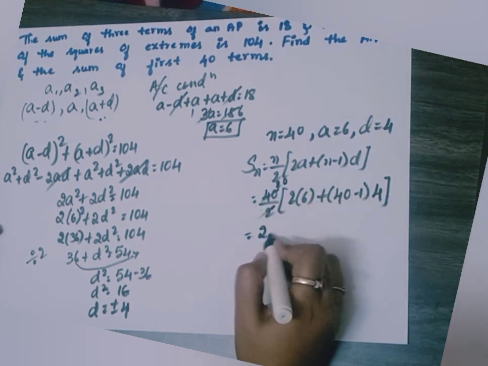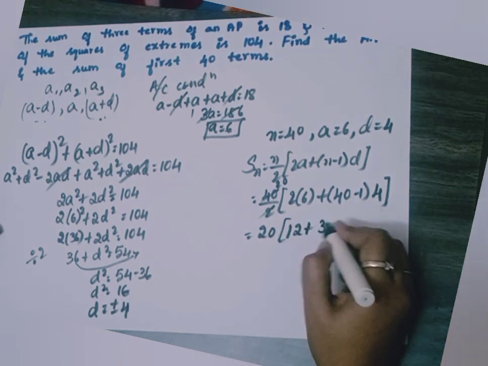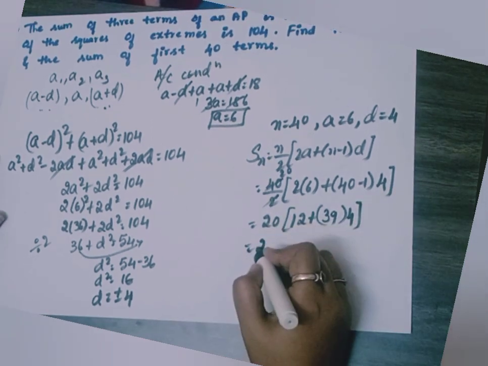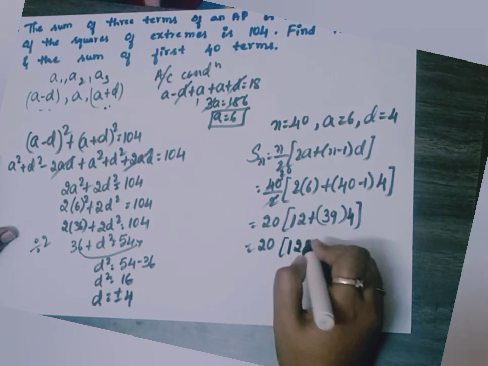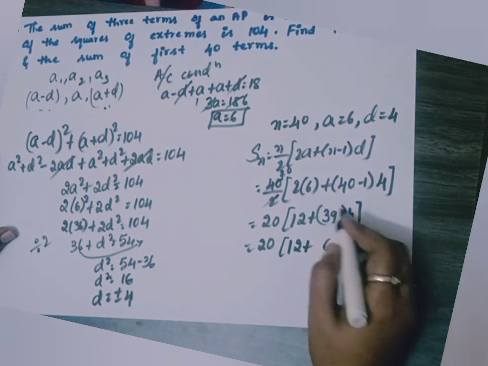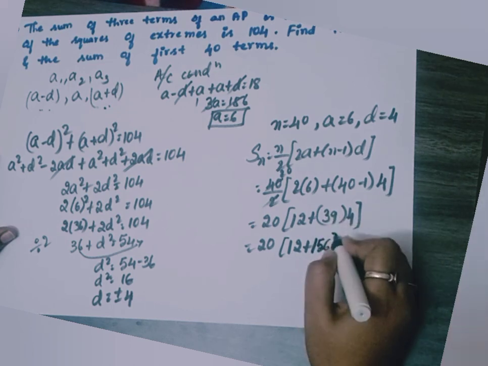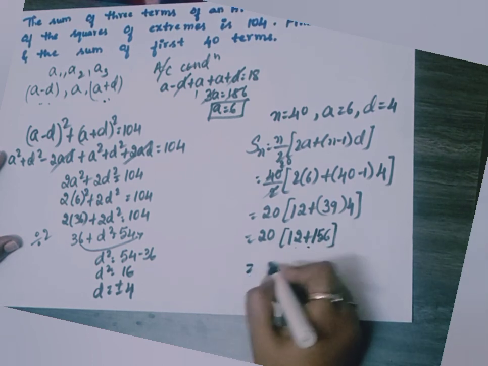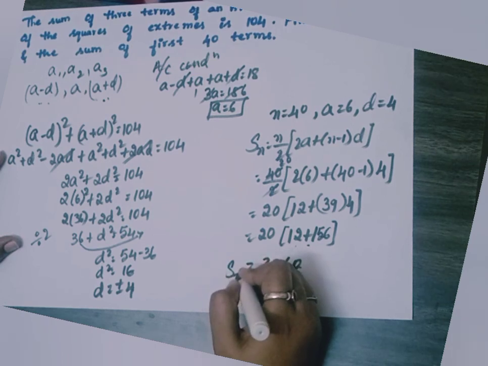So I'll get 20 into 12 plus 39 into 4. So I'll get 20 into 12 plus 156. So now we'll add and we will multiply with this. So then we'll get 3360 as the sum.